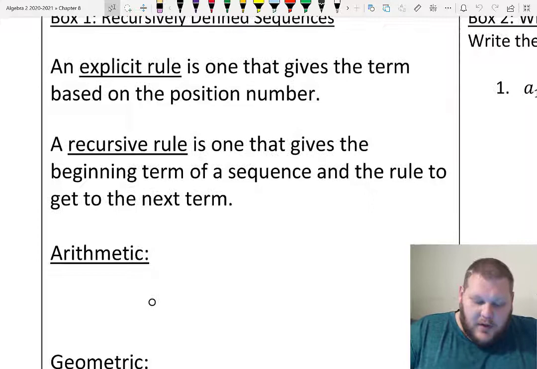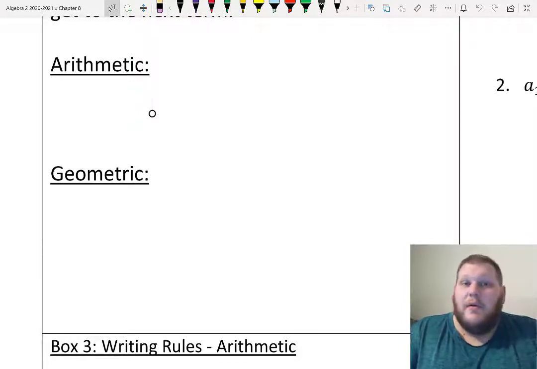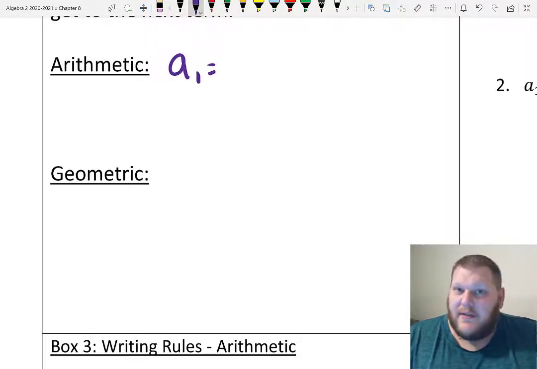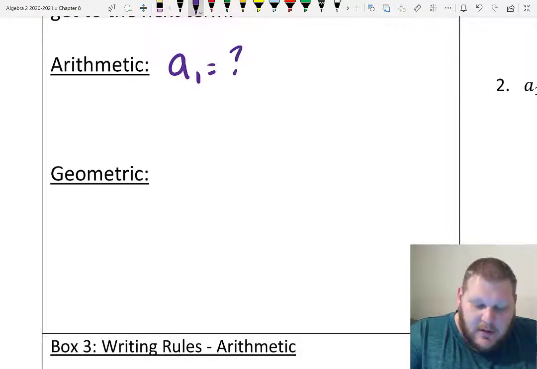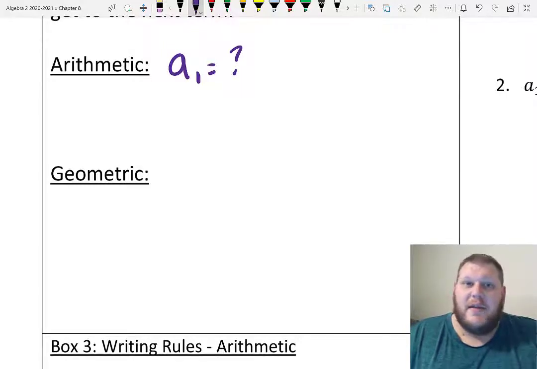I'll show you what it looks like when we're writing a recursive sequence for both an arithmetic and a geometric sequence. In both of these, we need to have some starting value, so we have to define what a sub 1 is, the very first term in my list, whatever that is. I'm just going to put that there. Obviously, we're going to fill that in with a number, but we say, hey, a sub 1 is this. My list starts with this number.